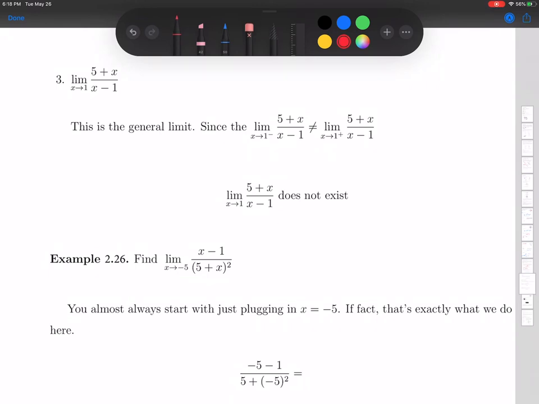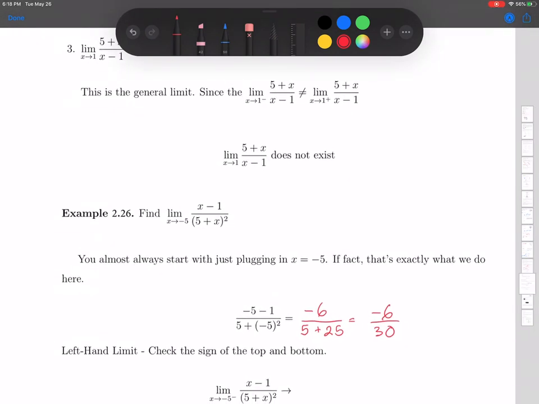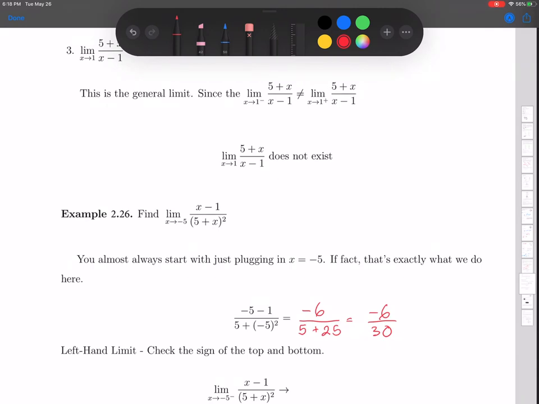If I plug in -5 up top, I'm going to end up getting, let's see, -6. And then on the bottom, if I plug in -5, I'd end up getting 5 plus 25. So I'd end up getting -6 divided by 30. And that seems to be an acceptable answer. Right? I would end up getting -6 divided by 30, which actually comes out to be -5. So that seems to be my answer there.